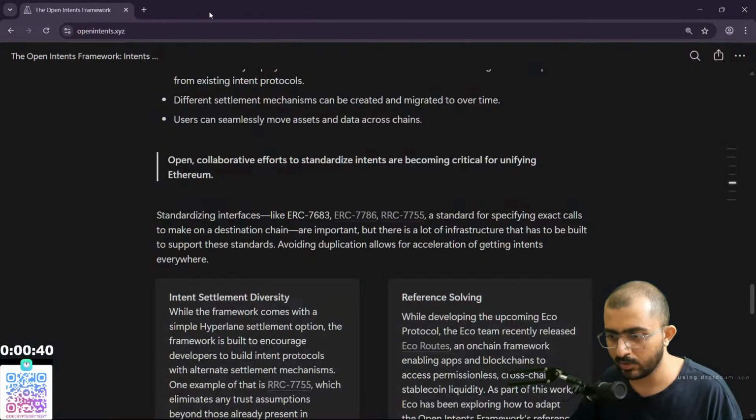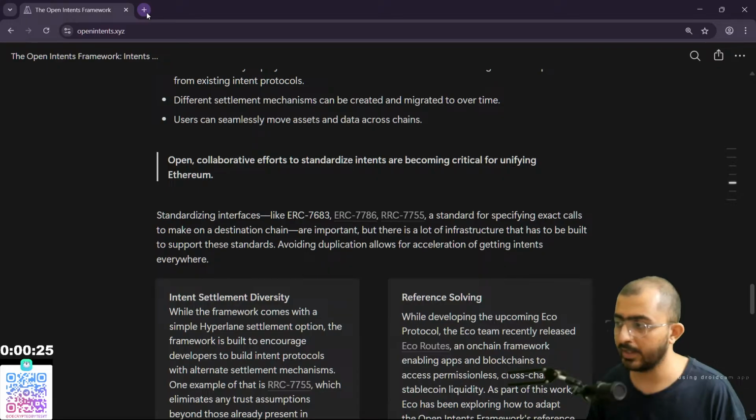For now, we are good. I'm going to end the stream. We understood the basics of what intents are. Then we went through what the standard is. We didn't actually understand the whole thing, but we did go through the standard and read most of it. Tomorrow we are going to see the actual Across docs, whether they are using 7683 for their current implementation, and how settlement works after the intent is filled on the destination chain.